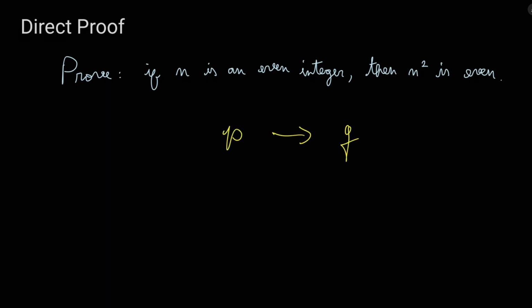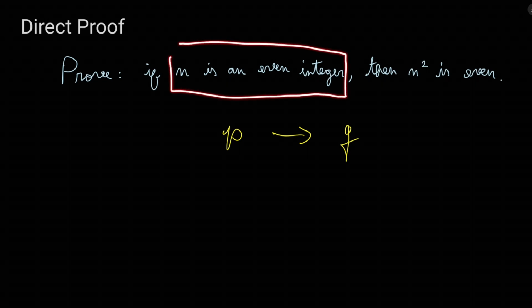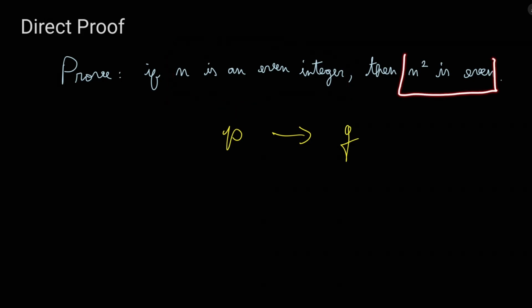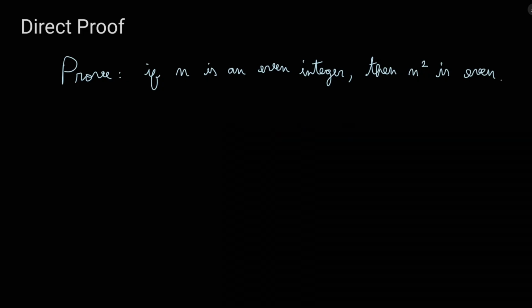Yes, we do, right? We're trying to prove that if n is an even integer, so this is P, then n squared is even, and this is Q. So we have a statement of the kind if P then Q. This does not mean that necessarily we can use a direct proof to prove this, but it shows that we can at least try. So we start by assuming the hypothesis, which is n is even. This is our P, it's our hypothesis.